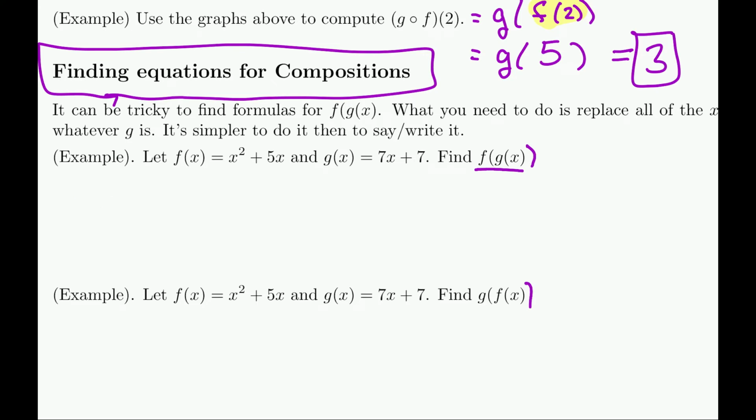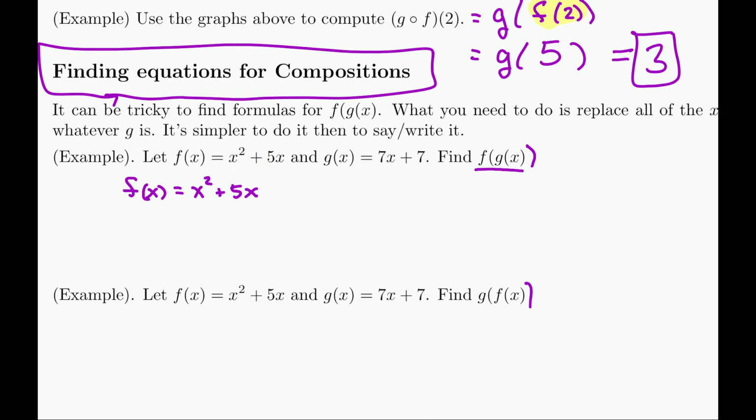So the outside function here is f, right? The outside function is f. So what I would do is I would write this down. I would say, okay, so we know what f of x is, right? It is, according to this, x squared plus 5x.